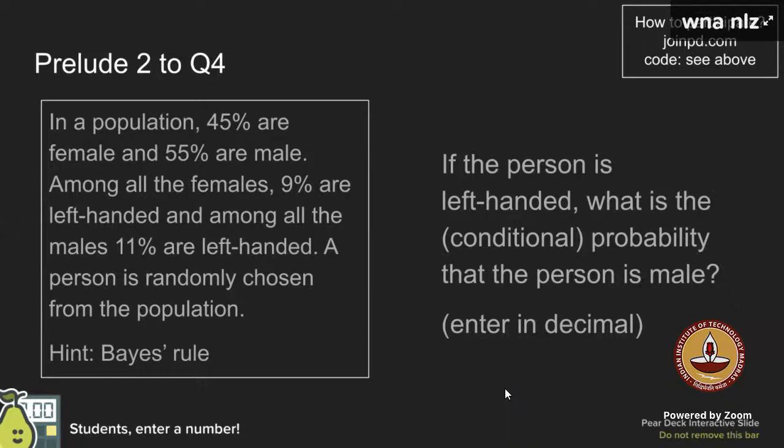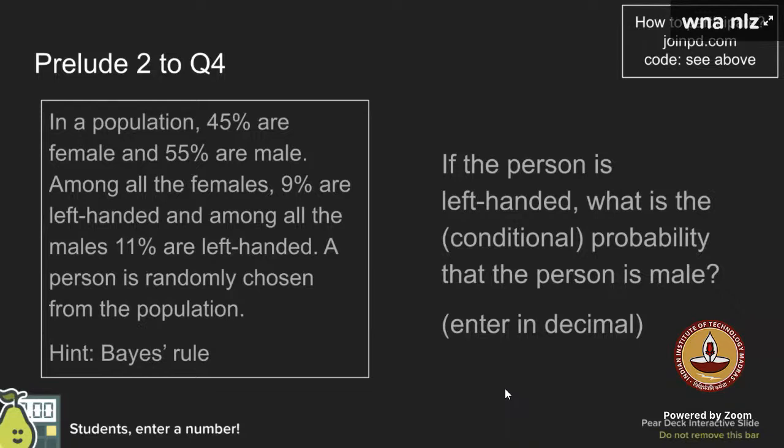A person is now randomly chosen from this population. What the question asks is, if the person we've chosen is left-handed, what is the probability that the person is a male? We have chosen one person from this population at random, and we know that person is left-handed. What is the probability that he is a male?